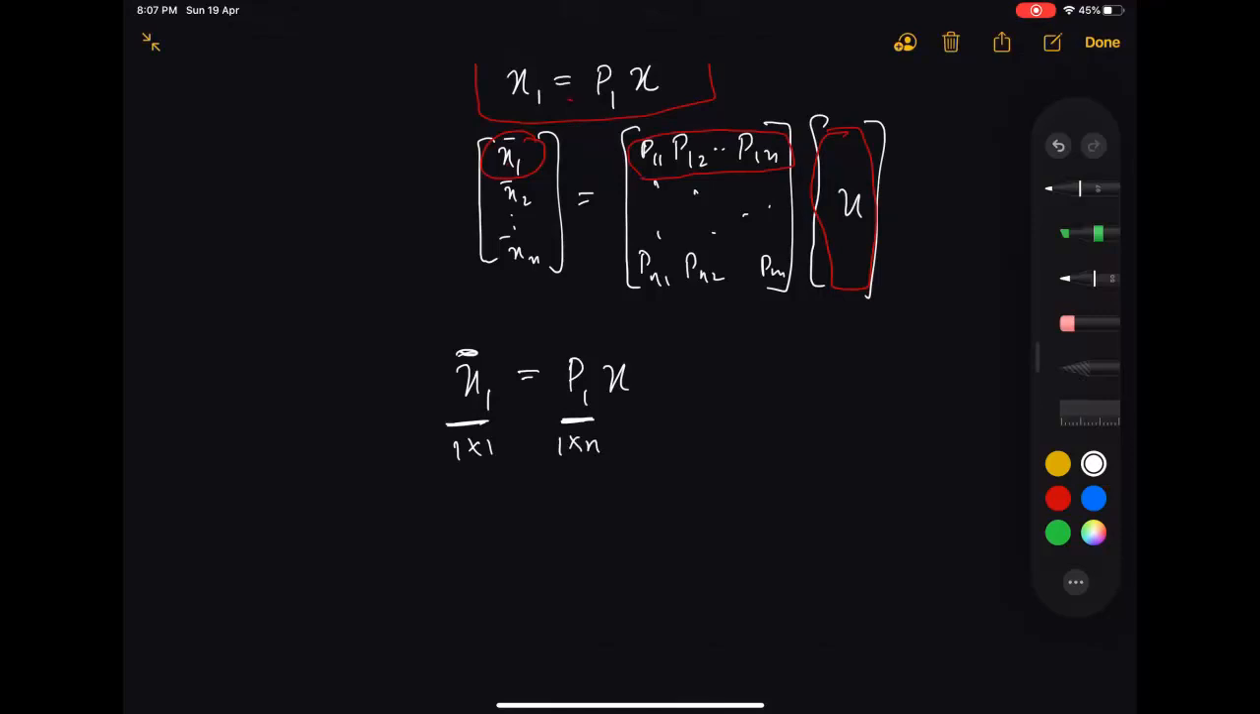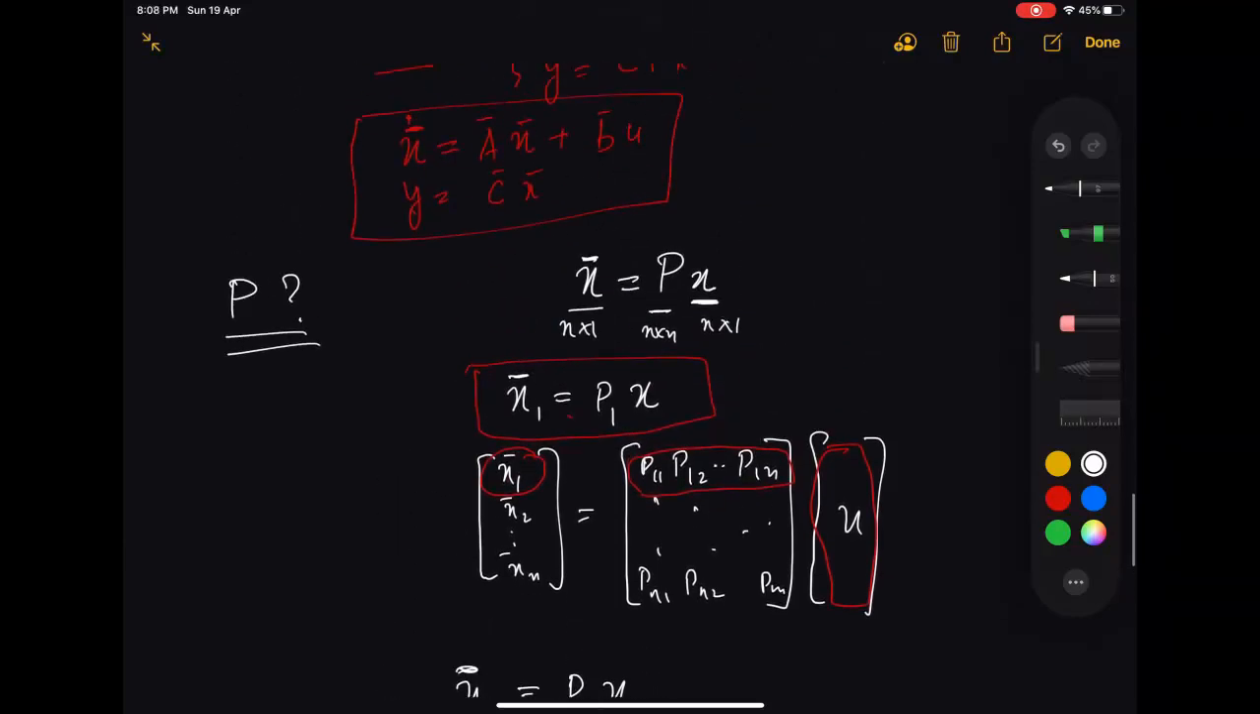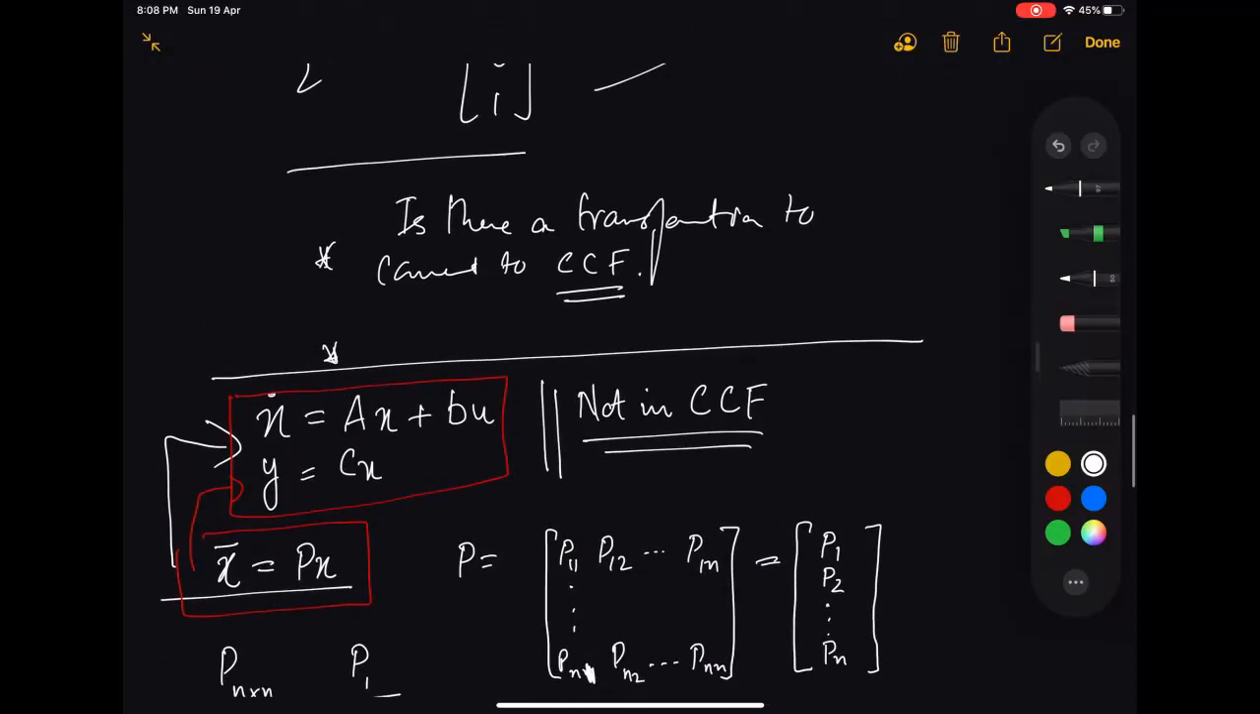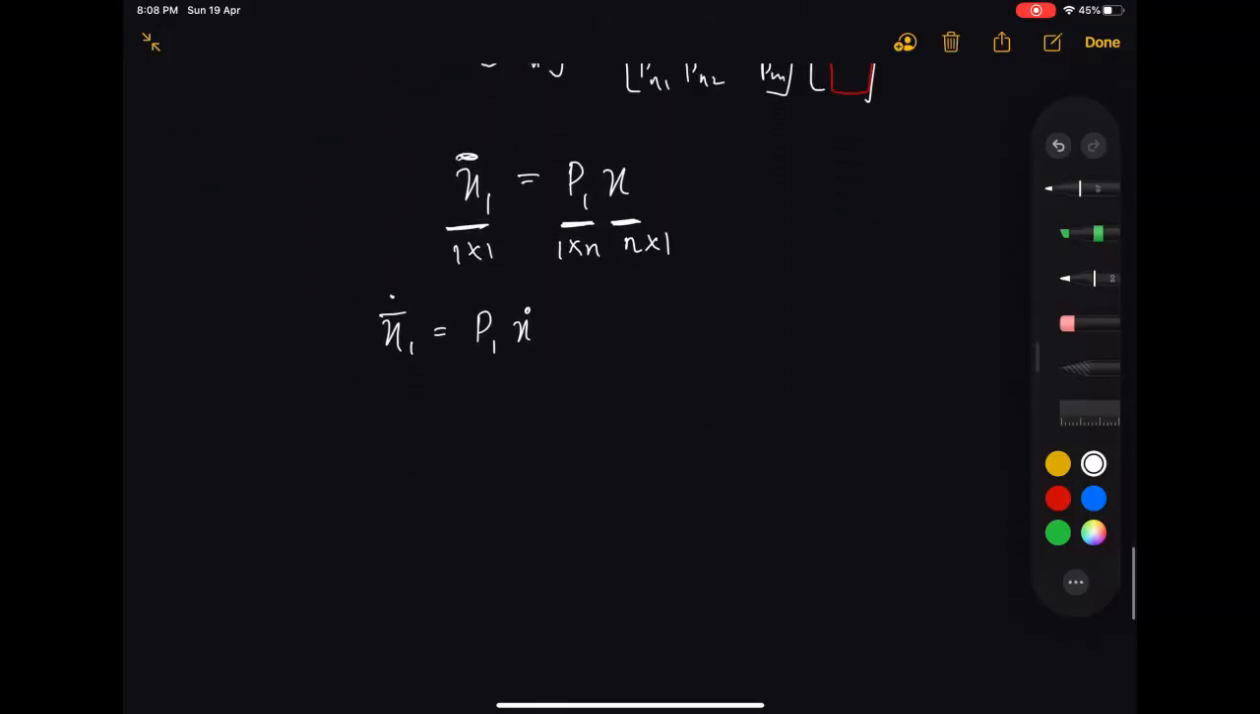One row, n columns, and this is your whole previous state matrix, n cross 1. So this is the first component that I'm talking about, and let me differentiate this component. So I get x1 bar dot is equal to p1 x dot, and x dot, if you remember, is ax plus bu. So I can substitute this ax plus bu, and I have p1 outside, right? So I'll write x1 bar dot is equal to p1 ax plus p1 bu.